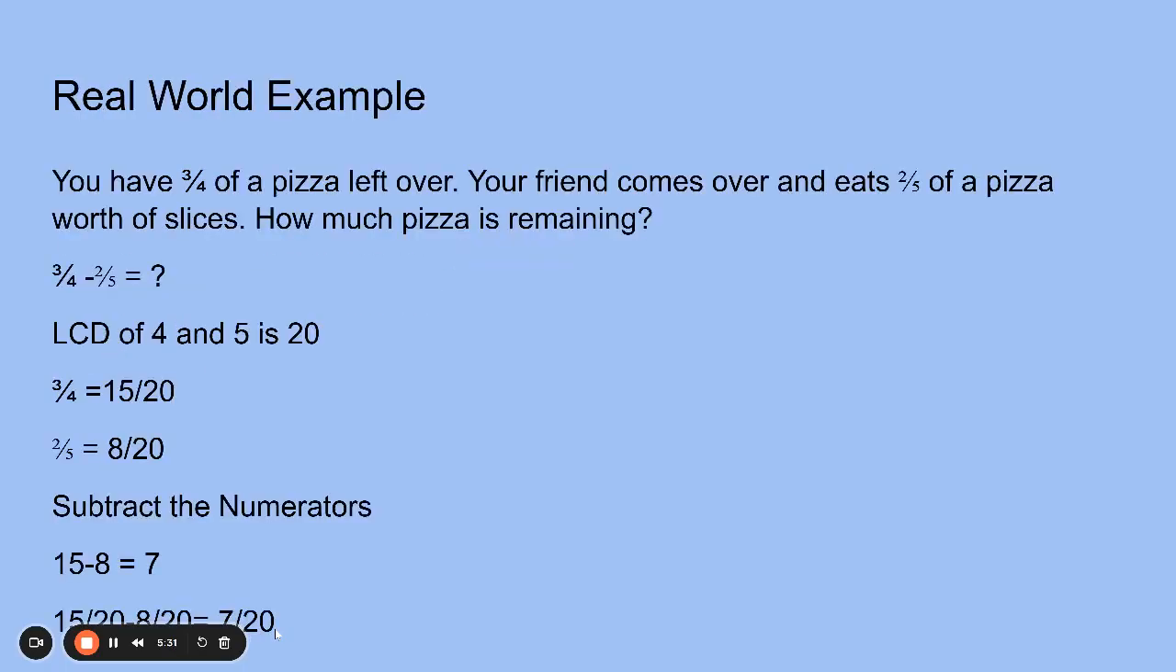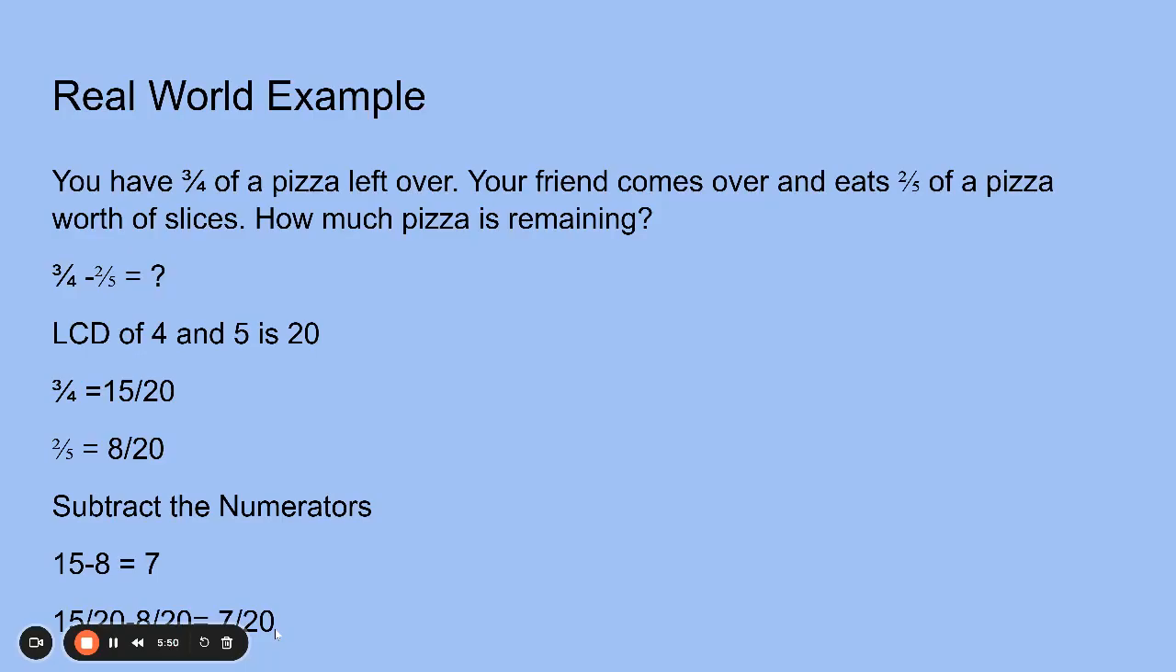Here's a real-world example. If you have 3/4 of a pizza left over, and then your friend comes over and eats 2/5 of a pizza worth of slices, how much pizza is remaining? 3/4 minus 2/5 equals what?